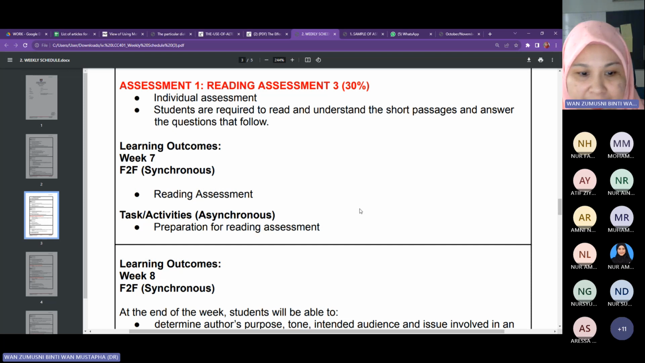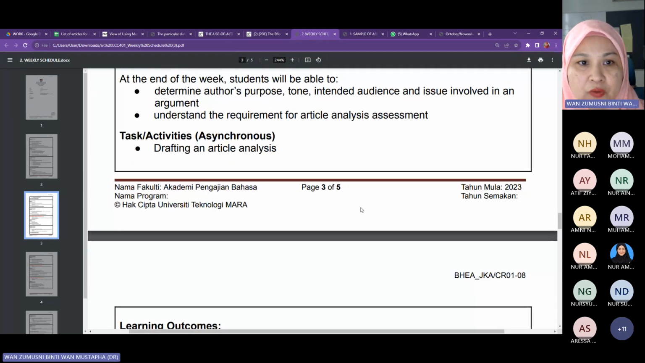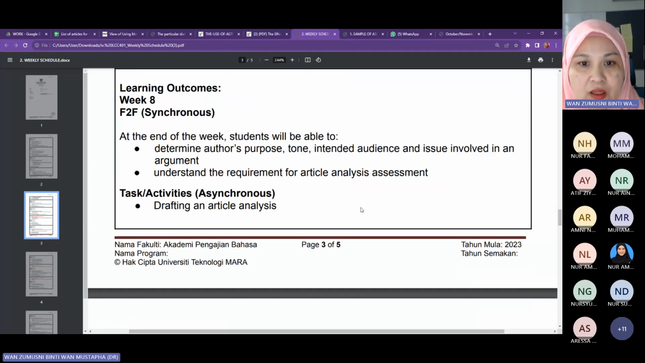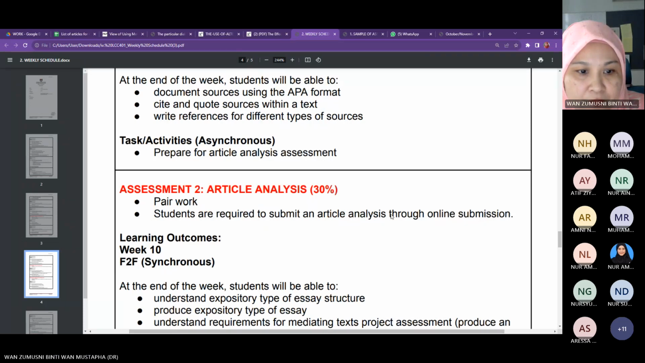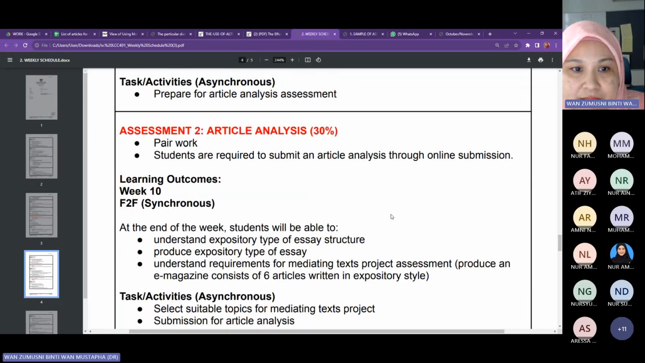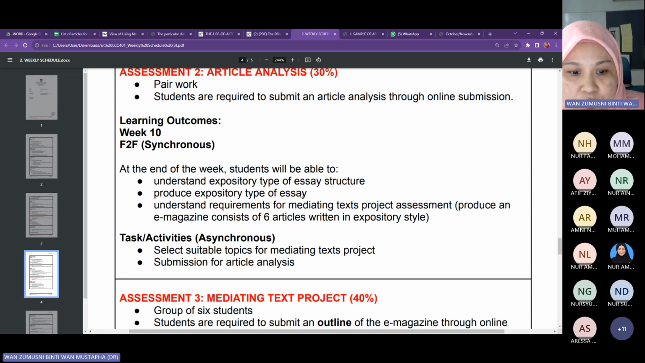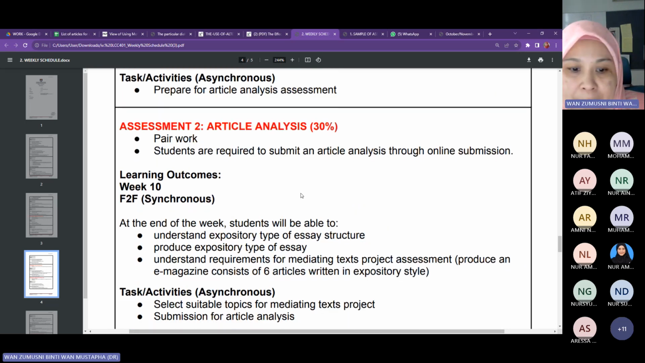Week 8, okay, we are going to continue with critical academic reading, lessons on author's purpose, tone, intended audience, and issue involved in the argument. Okay, and also the requirement for article analysis assessment. Okay, but your article analysis is a pair work. It's also 30%, okay? And it's due on week 10.